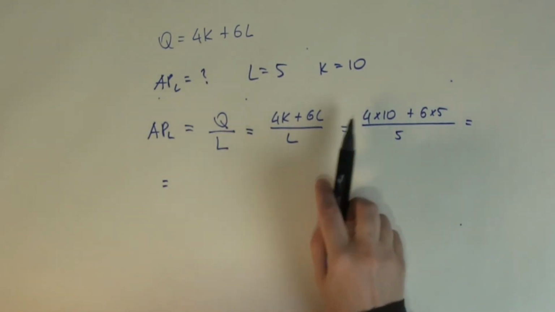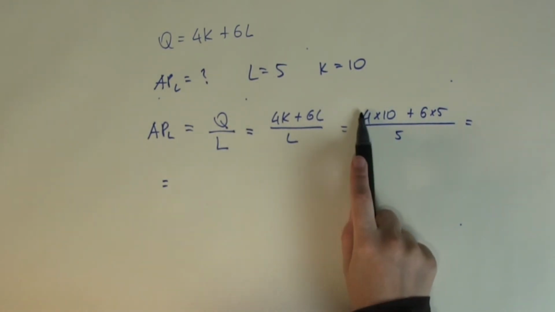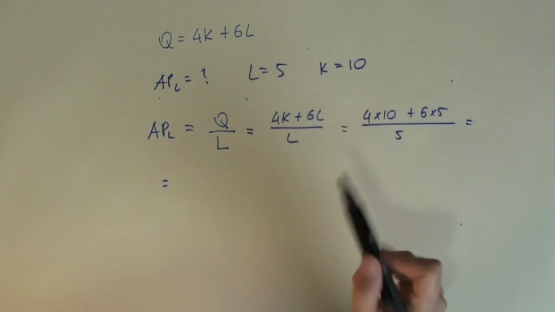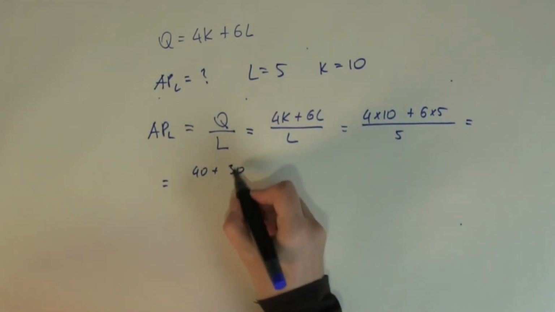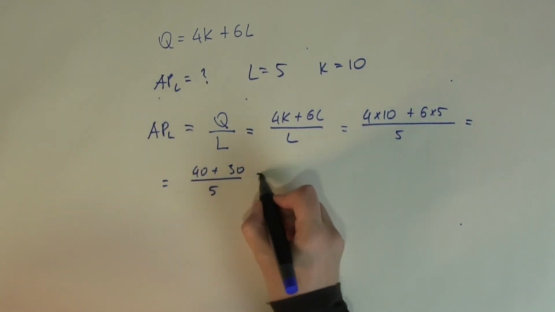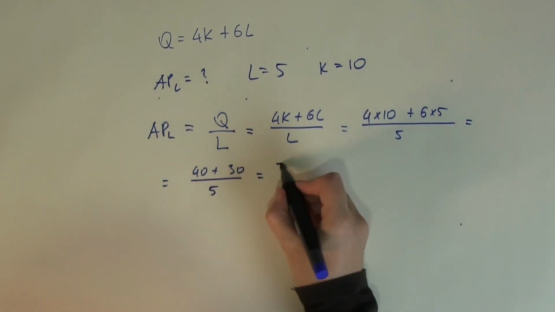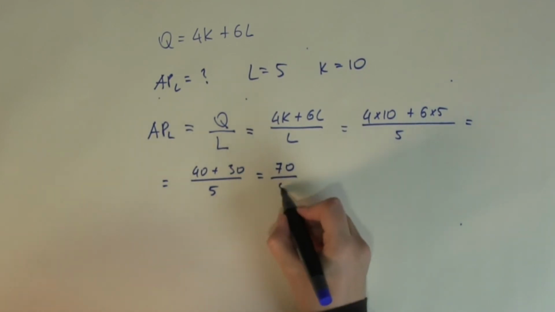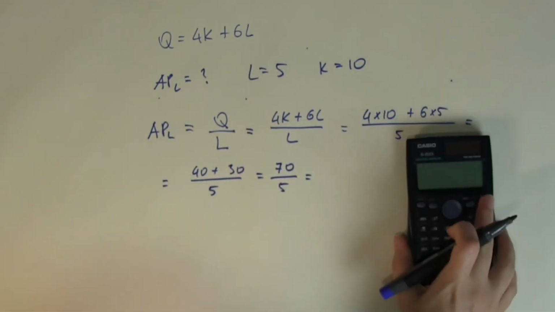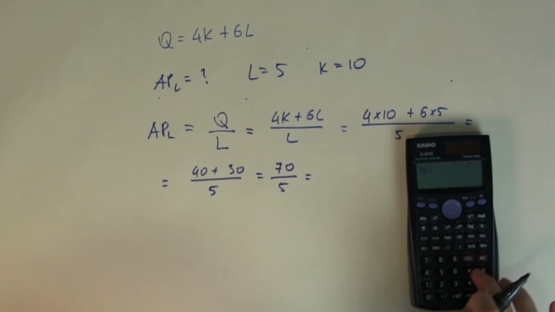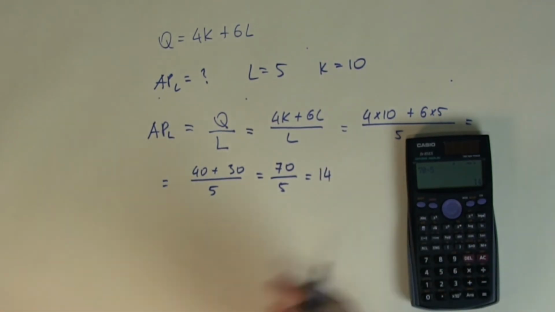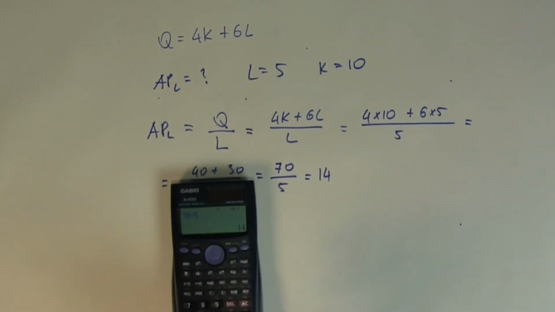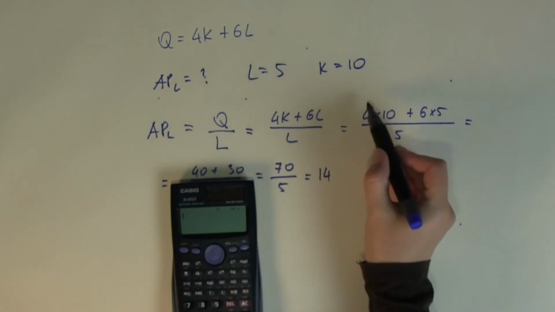Again, what I need to do first is the top, which is 4 times 10 is 40, plus 6 times 5 is 30. 40 plus 30 gives me 70. And 70 divided by 5 is equal to 14.